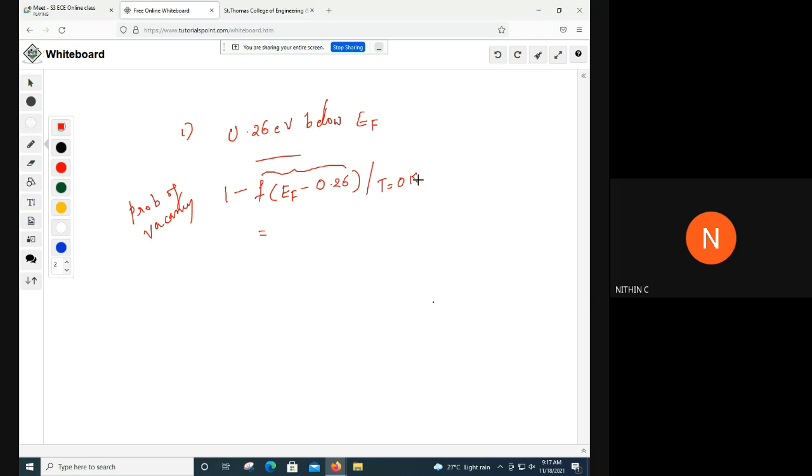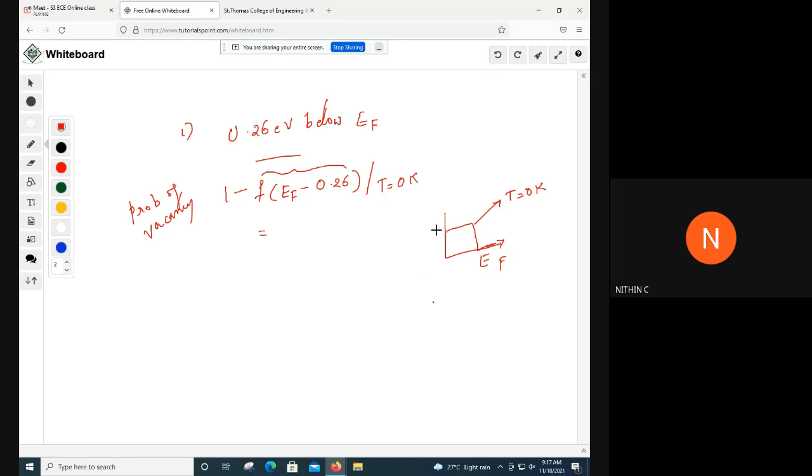I am asking the final answer. I need the final answer. Yes, it is 0. I hope you remember the graph. It was like this, right? The graph at 0 Kelvin is applicable on a square-shaped graph. This T is equal to 0 Kelvin. This is applicable for this one only.